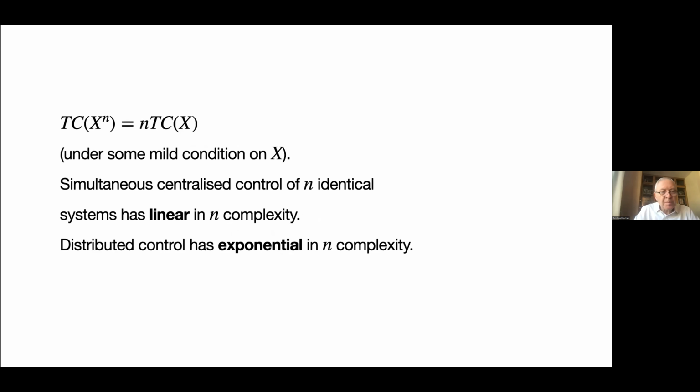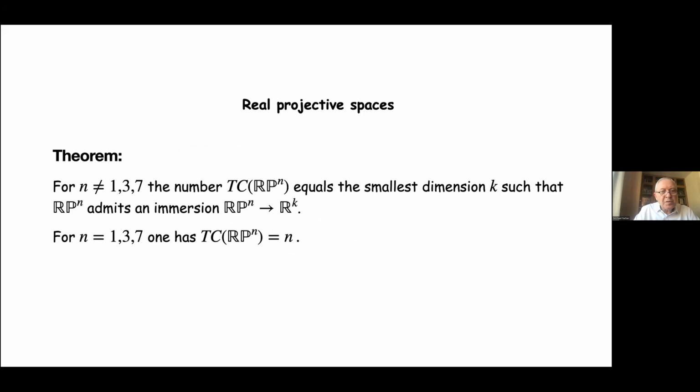I think I'll just skip this. Just mention this result about real projective spaces. So when n is not 137, the topological complexity of RP^n equals the smallest dimension k such that RP^n admits an immersion into Euclidean space of dimension k. And for n equals 137, TC of RP^n is just n.